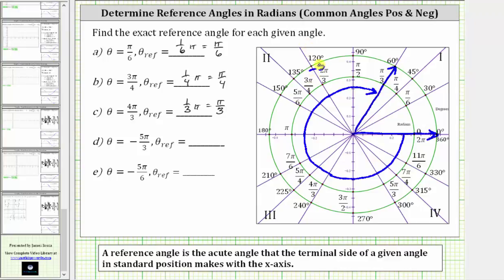Again, this is negative 5/3 pi radians. The reference angle is the acute angle formed by the terminal side, and in this case the positive x-axis, this angle here. Again, because we counted by 1/3 pi radians, we can see if we rotate another 1/3 pi radians, we are back to the positive x-axis, and therefore the reference angle is 1/3 pi radians, or pi over 3 radians.